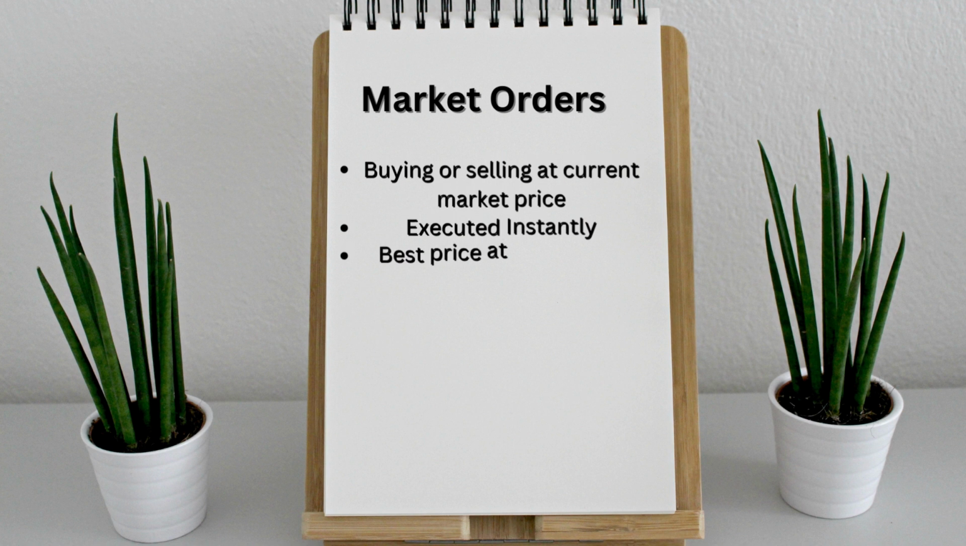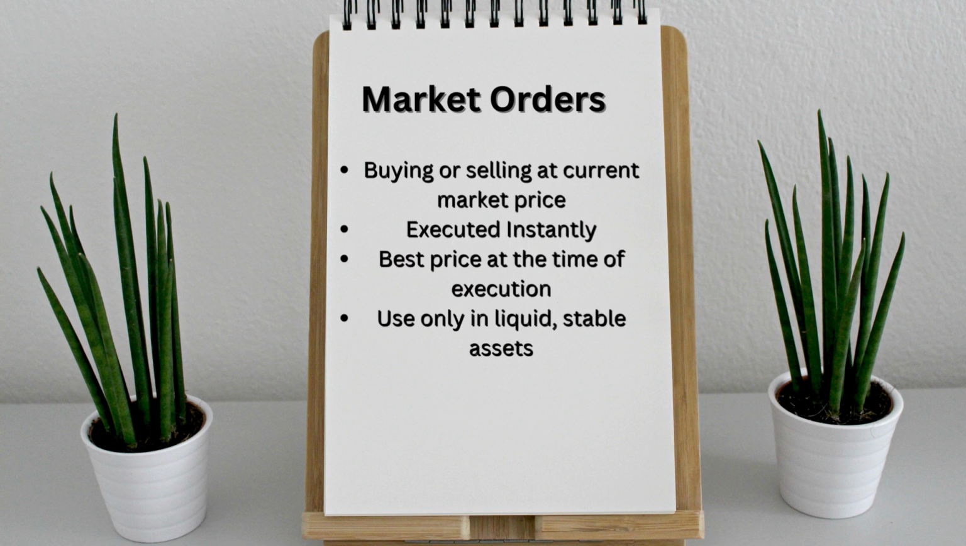So the first order we're going to talk about is what's called a market order. This type of order means you want to buy or sell a stock at the current market price. These orders are executed instantly, typically, so that you can get the best available price at the time of execution. I would only use these orders in a very liquid and stable type of asset where the price action is really tight. Otherwise, you may get filled at a worse price than expected in more of the volatile markets or where the price is basically changing at a really fast pace.